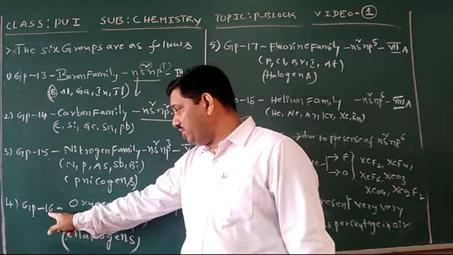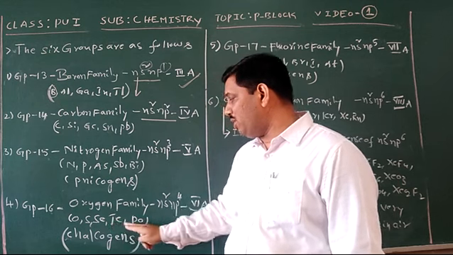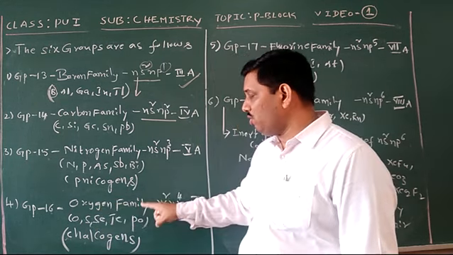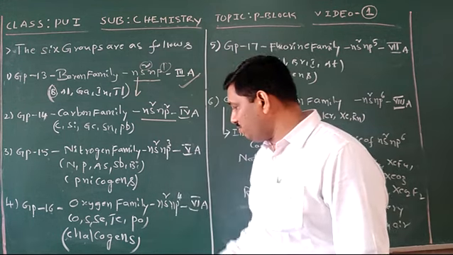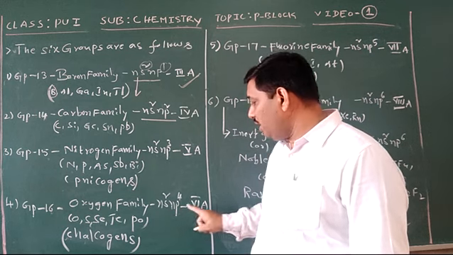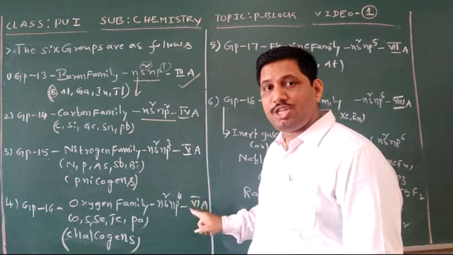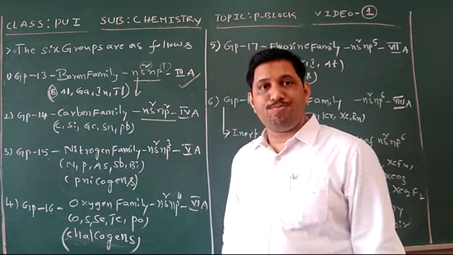Next, group 16. The elements present in this group are oxygen, sulfur, selenium, tellurium, polonium. Since oxygen is the first element, this group is known as oxygen family. The general valence shell electronic configuration of these elements is ns2np4. Hence it is known as 6th A group due to the presence of 6 valence electrons. These elements are also known as chalcogens.